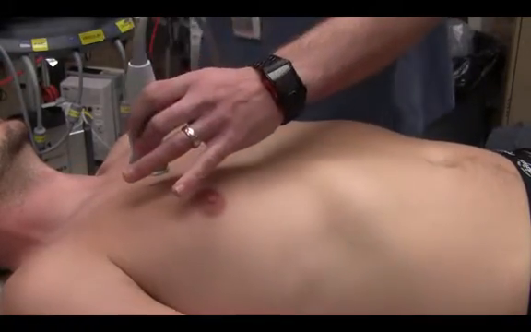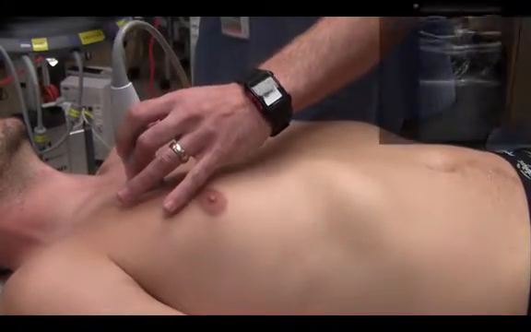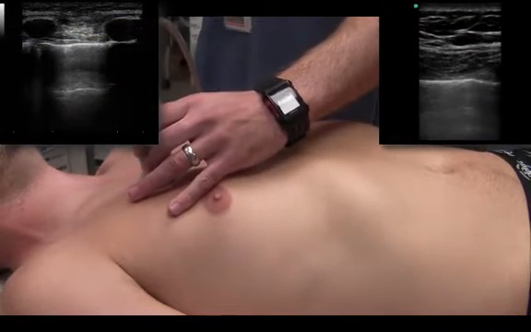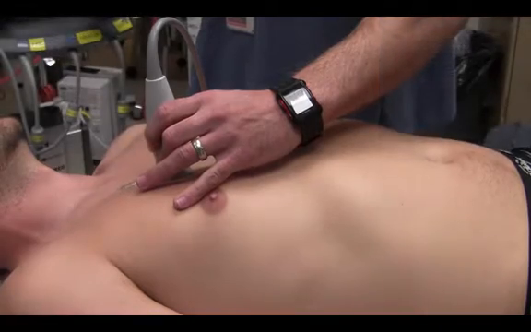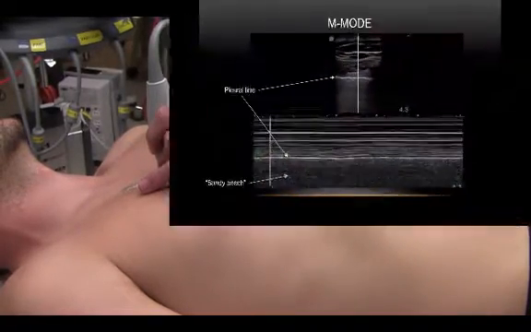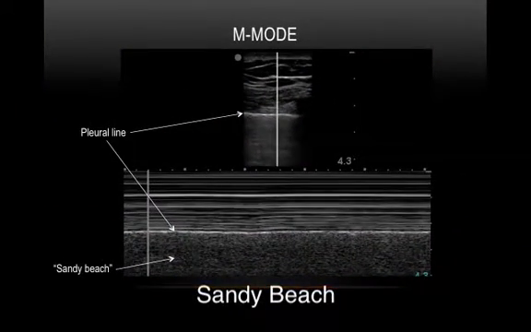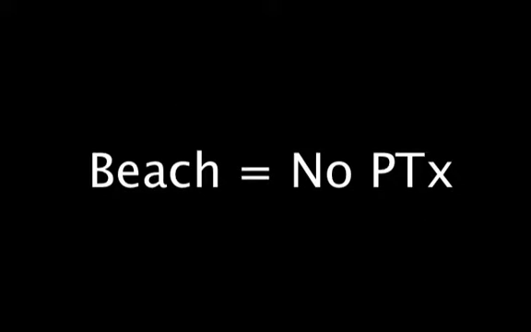So if you're scanning your patient, you put the probe on the chest, and you see lung sliding or B lines, be reassured, but confirm it. Step into your M mode, where you will generate an image like this. The motion of the pleura are seen as noise, giving it the sandy beach look. Beaches are good. If you see a beach, there is no pneumothorax.